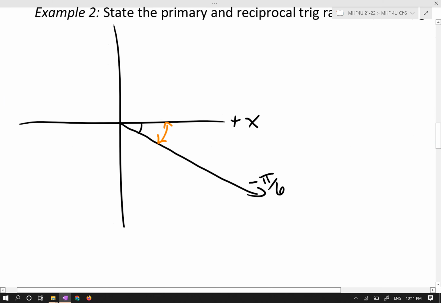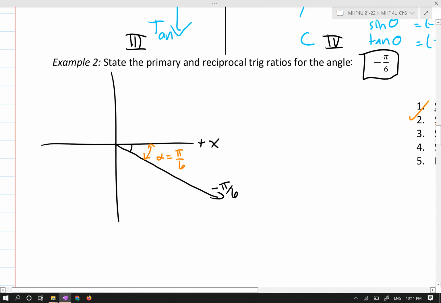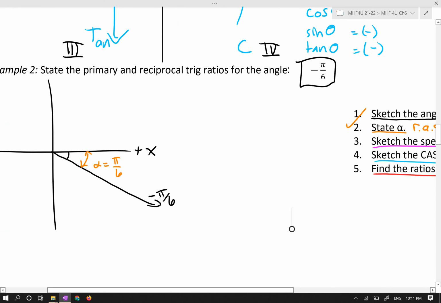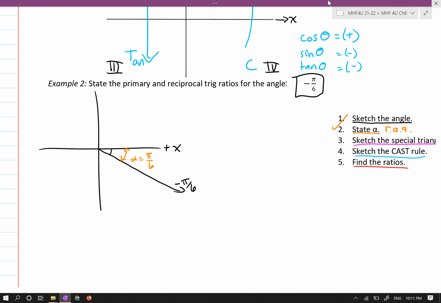The related acute angle is always positive. So it's the angular distance between the terminal arm and the positive x-axis. If we measured negative pi over 6 to get here, then we know our related acute angle is a positive pi over 6. Good job, us. Now we've found this related acute angle.